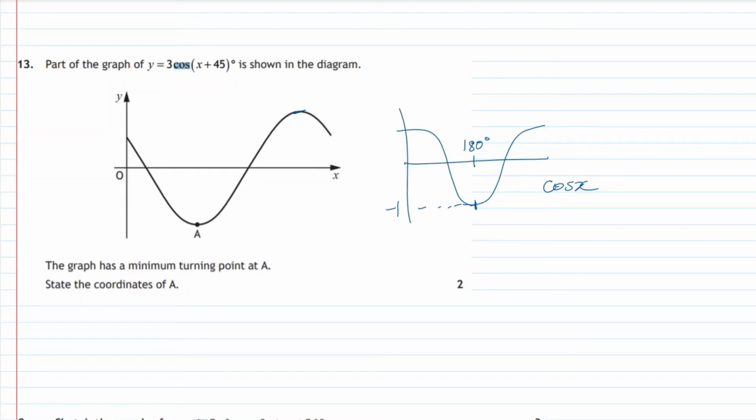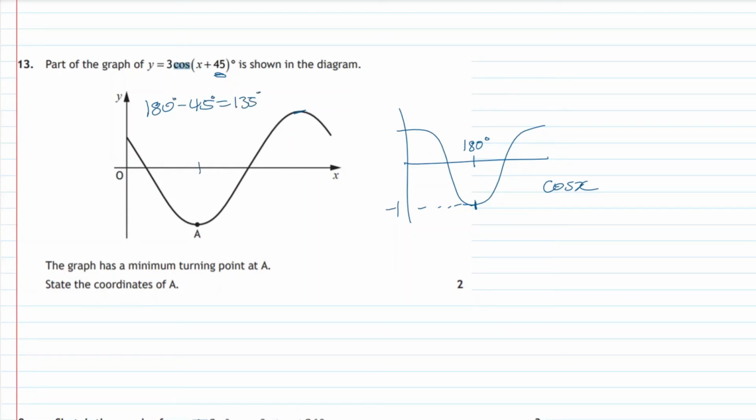Okay, bearing that in mind, let's figure out the x value of this, the x coordinate. So it's usually at 180, but we can see from this the graph has been shifted left by 45. So if it was at 180 before and it's been shifted left, we take away 45, and that means it's 135, and these are all in degrees.